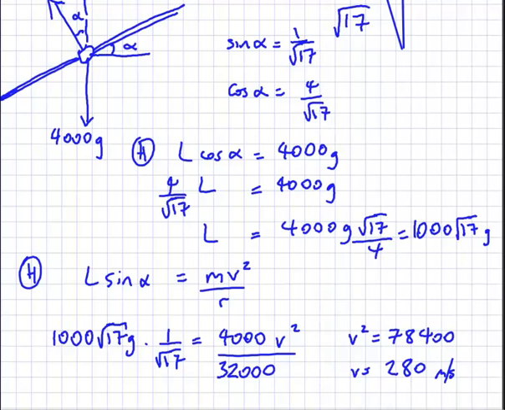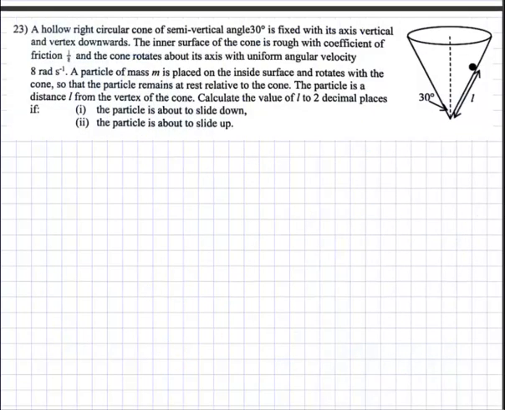Anyway, that's question 22. Moving on to question 23. We have an object inside a hollow cone. Now, we need to appreciate that the angle of the cone is 30 degrees in both directions. So that vertical is 30 degrees. You can see it there, just both angles. That's 30 degrees, and also that is 30 degrees.